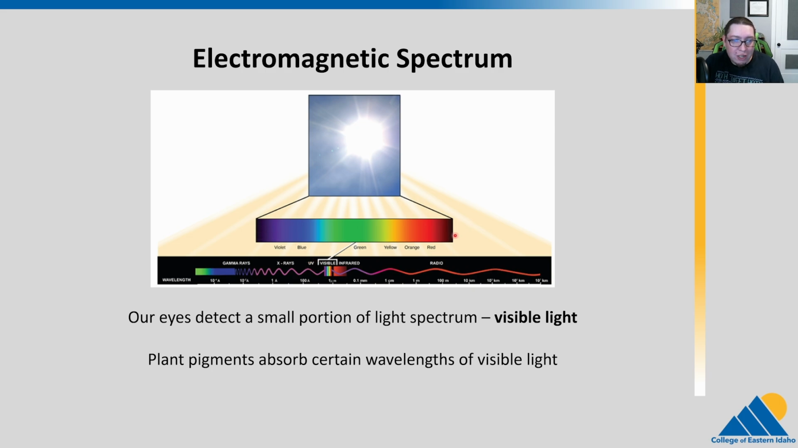A small portion is visible light. We call it visible light because that's what our eyes can detect. We're very selfish, so there are other organisms that can detect other parts. There are things like bees that can see into the UV. If you ever see a picture of a plant under a UV camera, it's very cool. They have different patternings to signal to bees.